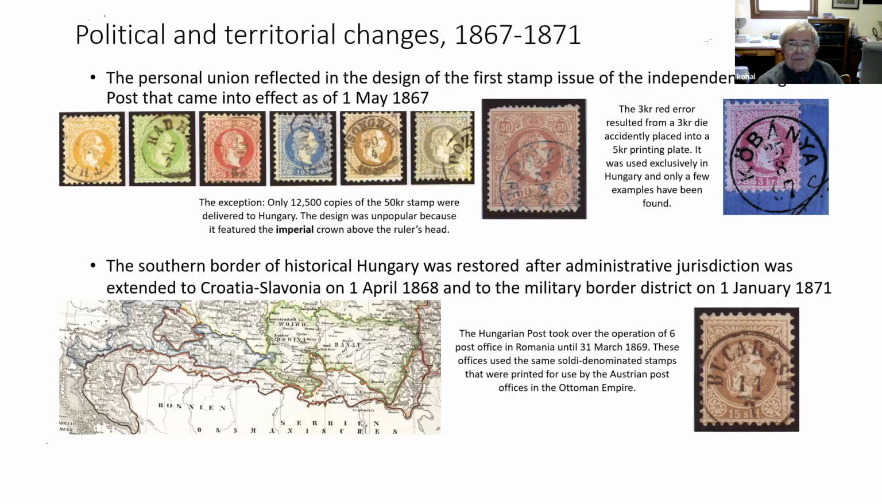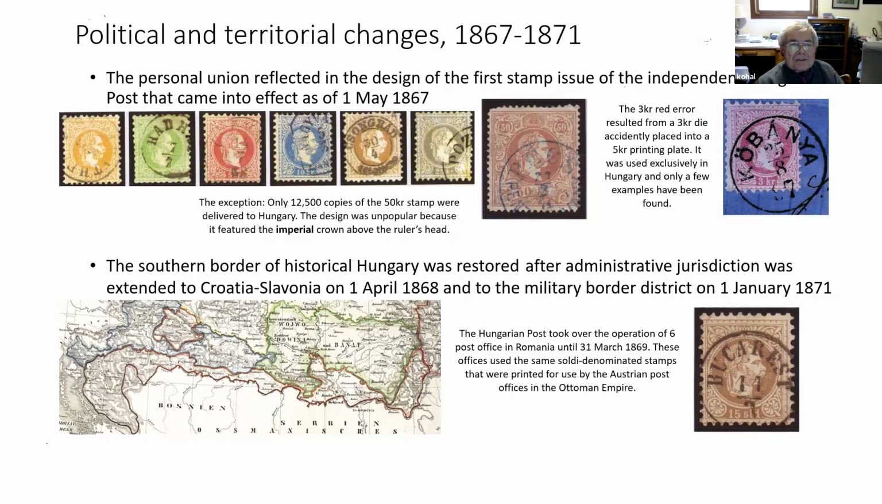Now, a very interesting error occurred. It's shown on the top right. The 5 Kreuzar red stamp happened to get a single impression of a 3 Kreuzar in the printing plate. And this particular error, I think there's probably less than 5 known, was strictly used in Hungary.